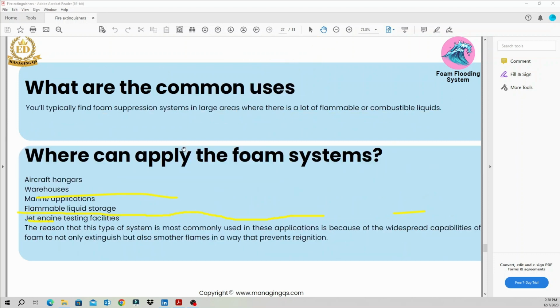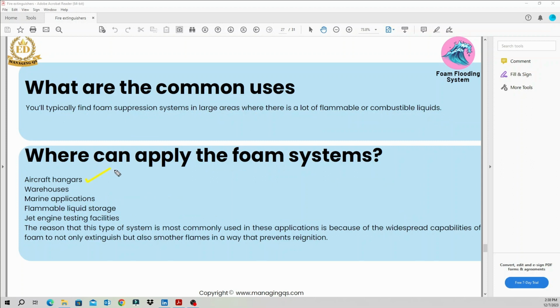The next thing is the common uses, where we can use something like this. It is typically a foam suppression system. Normally it is used for large areas where there are a lot of flammable liquids. That is a very important key point. Where can we apply the foam system? That is another key element.